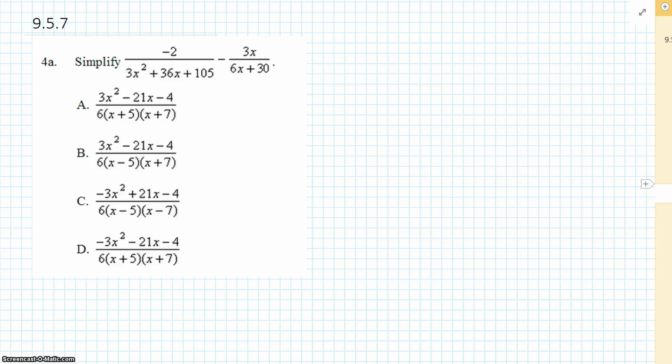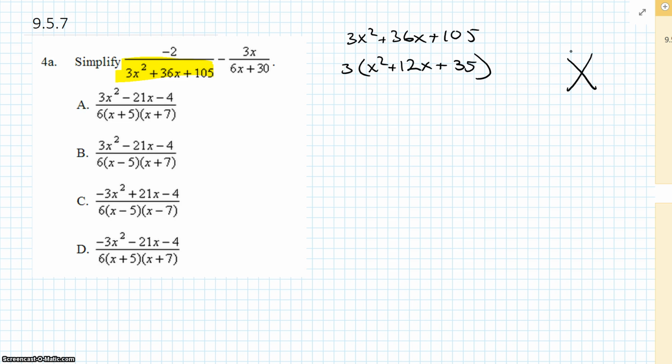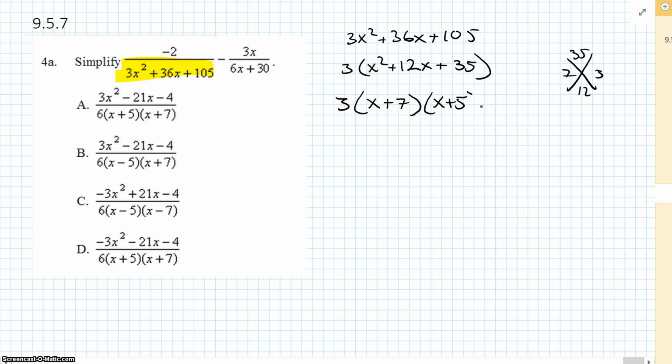Simplify negative 2. So let's simplify this one first. So I have 3x squared plus 36x plus 105. We factor out a 3 and make it x squared plus 12x plus 35. So two numbers that have a product of 35 and a sum of 12. Well, that's 7 and 5. So I can rewrite this as 3 times x plus 7 times x plus 5. Okay, let's look at the next term.